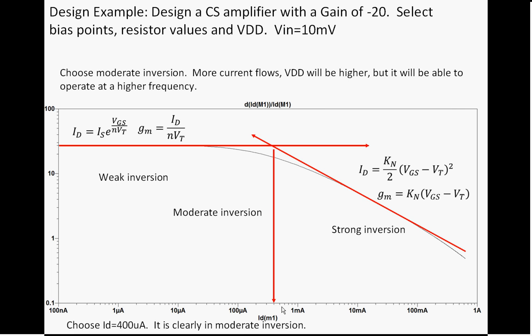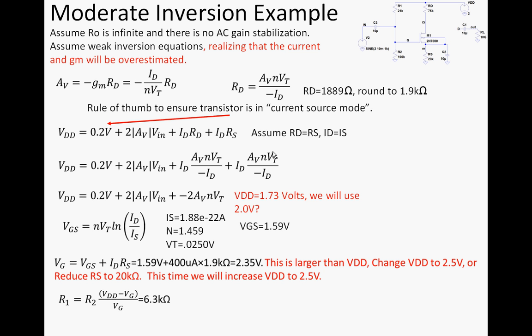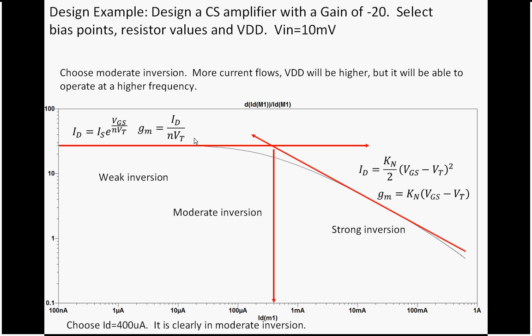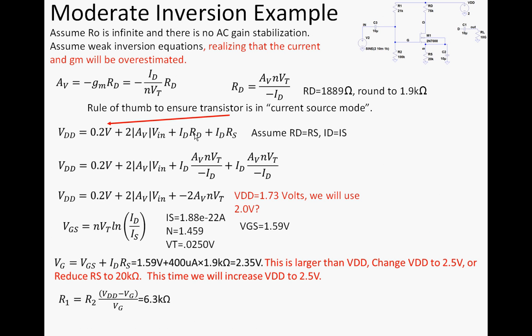So I'm just going to pull this off right from here. I've got ID at 400 microamps. Now the thing is, I have equations for weak, I have approximations for strong, not really for moderate. So what you do is you use the weak, because those equations are a little bit easier to deal with, knowing that GM and ID will be smaller than you're calculating. But you go through the same steps of making sure that the power supply is large enough.